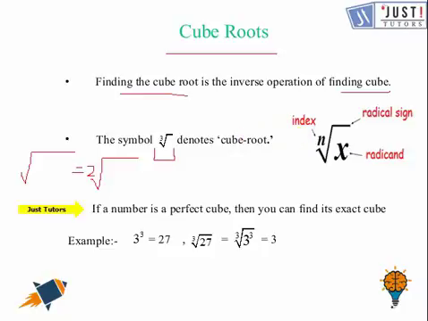So now here, if a number is a perfect cube, then you can find its exact cube root. So here, 3 cube is 27, or if we need to find the cube root of 27, we can find in this way. We can write 27 as 3 cube, and from these 3 I can pick one outside and it will become 3 there. So the cube root of 27 is 3, or we can say the cube of 3 is 27. So both are correct here.